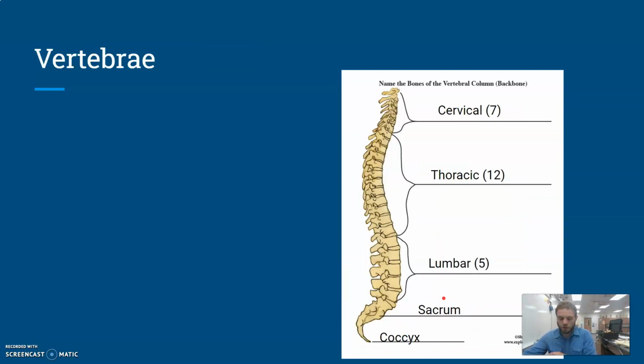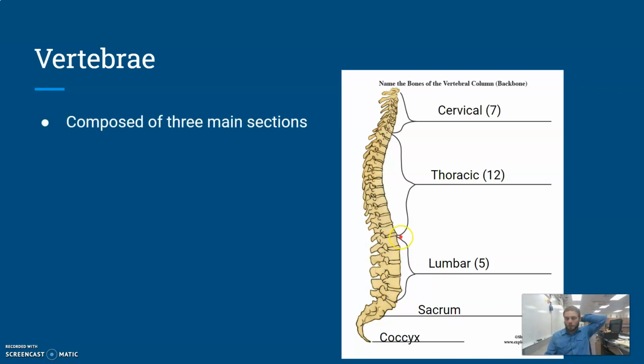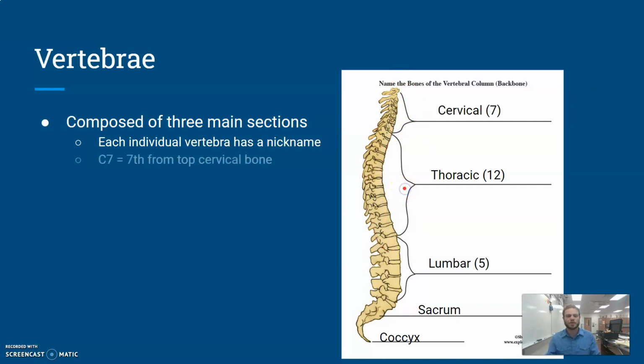Moving on to your vertebra. Remember that there are three sections of your vertebra. We talked about these during Unit 1 with our anatomical regions. You have your cervical, your thoracic, and your lumbar vertebra. Each vertebra in each section is going to have its own name. There's two that have special names. The rest have just generic names.